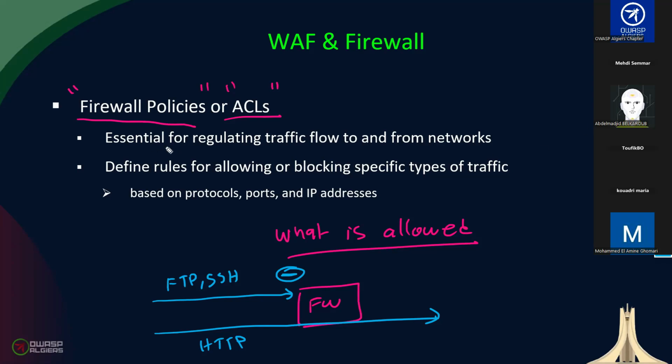So here you can see that it's essential for regulating traffic flow to and from networks: who is allowed to access my web application, who is allowed to access the internet from my internal network. And it's always done through what I call policies. Sometimes they are called firewall rules that specify what is allowed and what is blocked.